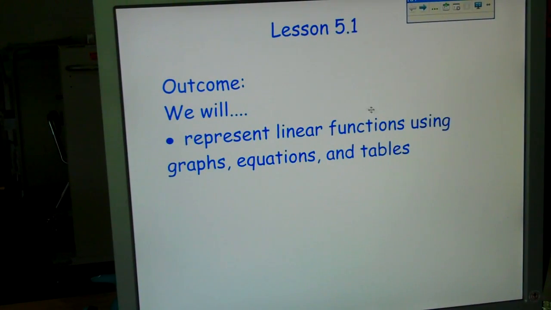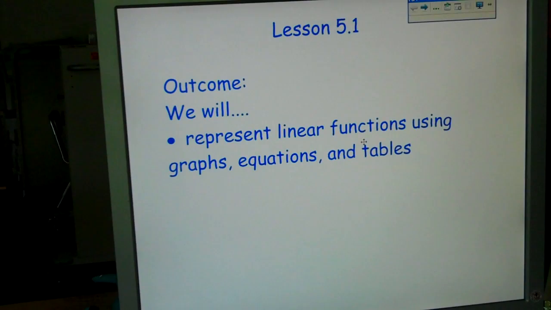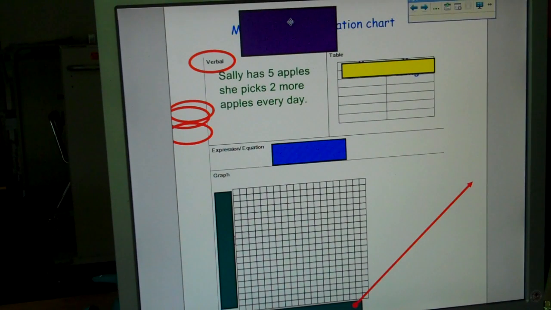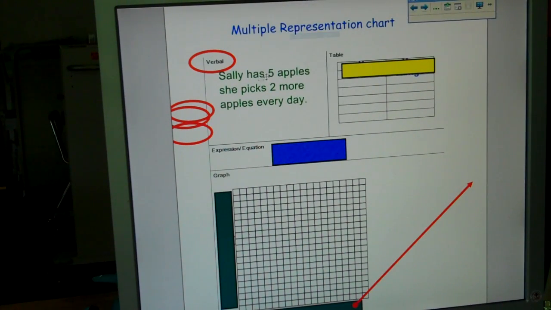Lesson 5.1. We will represent linear functions using graphs, equations, and tables. This section is all about the multiple representation chart. We've done this several times in class. We have a verbal section, which simply means that you're going to get some sort of statement. So, the verbal scenario for the problem.